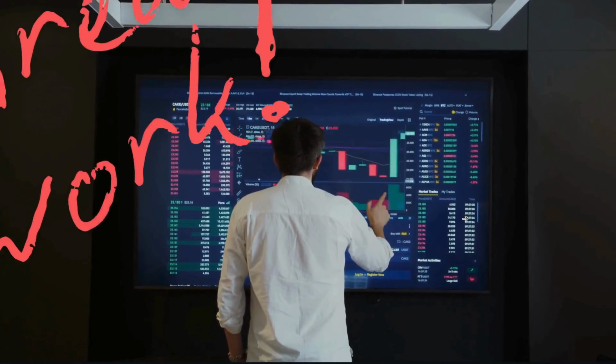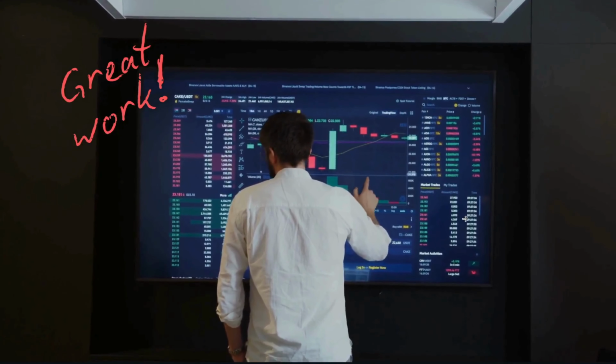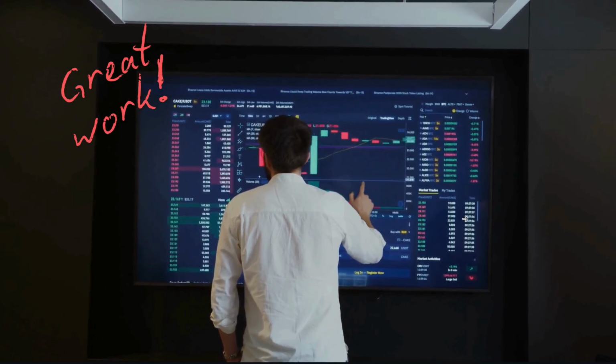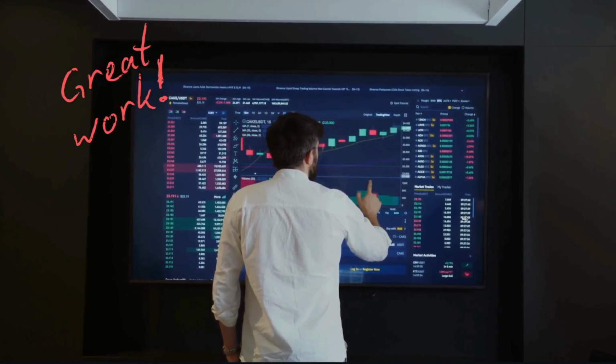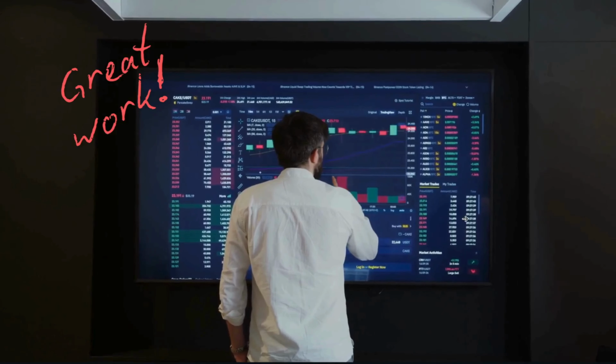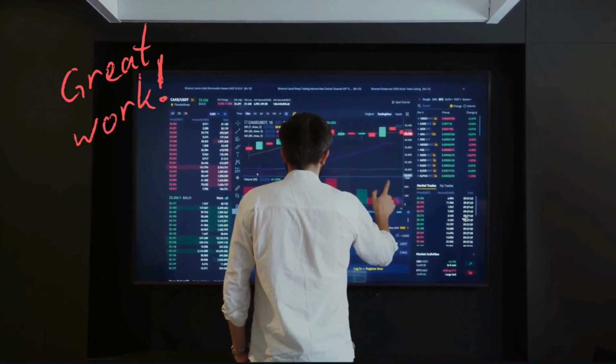Awesome, great work so far. These are just the basics, but even these patterns can make a huge difference in how you approach the market. Start practicing by spotting these on charts and see what the market is telling you. And remember, every candlestick is a piece of the puzzle.